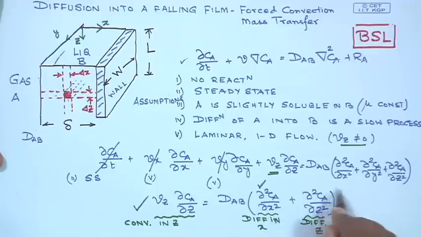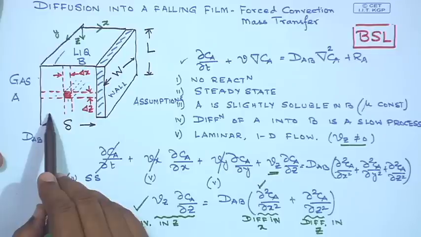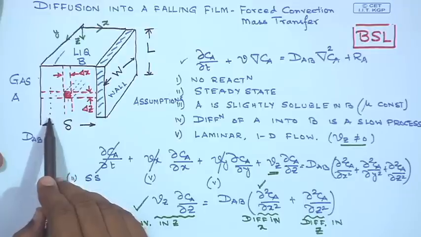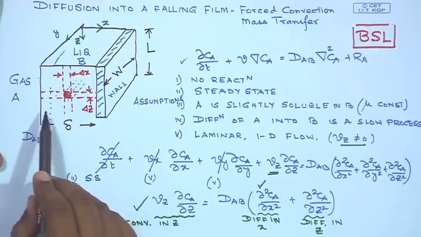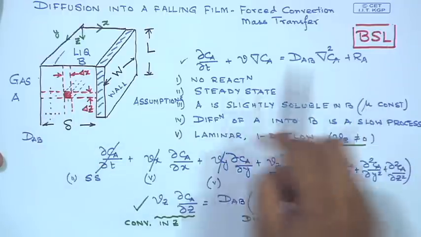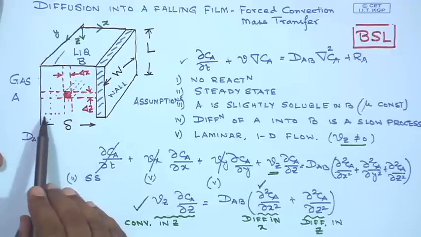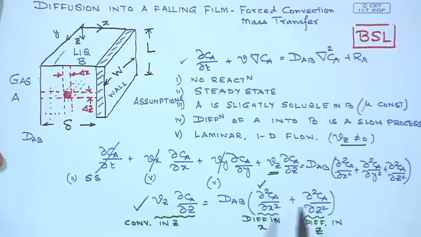However, when we talk about the diffusion in z, the transport of A in the z direction is principally by convection. There would be slight change in concentration as we move in the z direction, but the concentration change is going to be insignificant as compared to the concentration change which you are going to see in the x direction. So, if that is the case, then this term can be neglected as compared to this term.